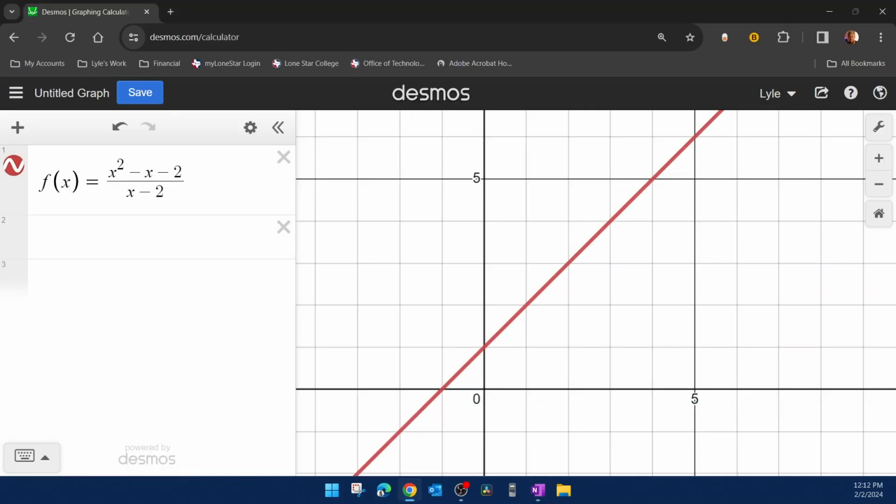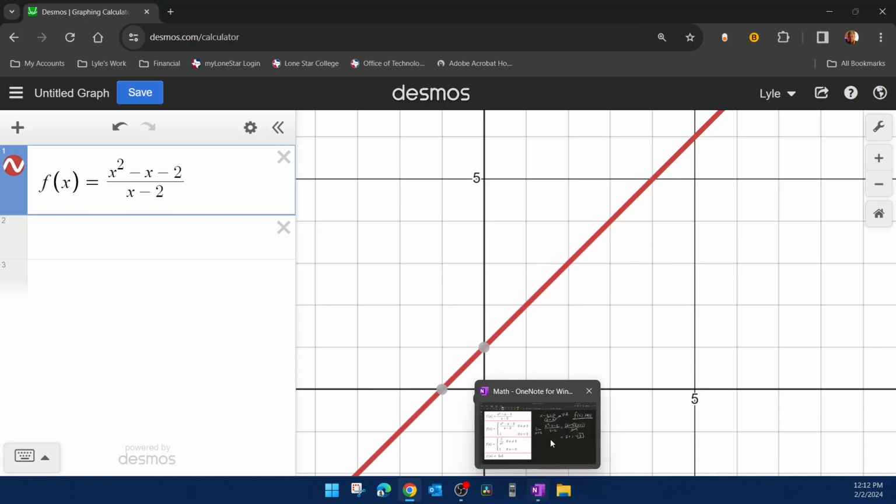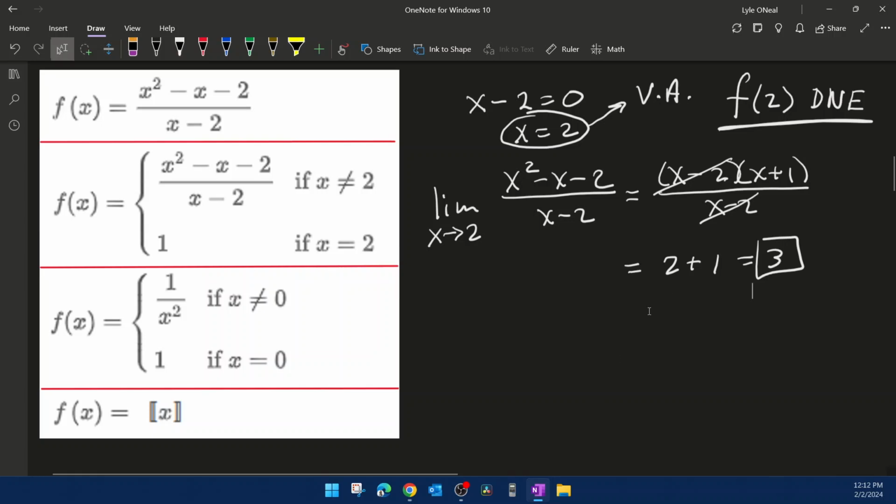If we go to Desmos, we can verify that. I have graphed our function, and as x approaches 2 from the left and the right, we can see that we are approaching a y value of 3. So that means that Desmos verifies our arithmetic.